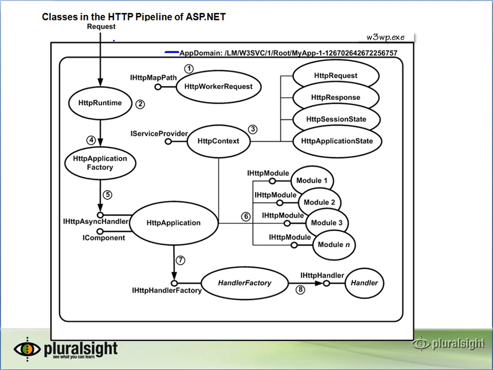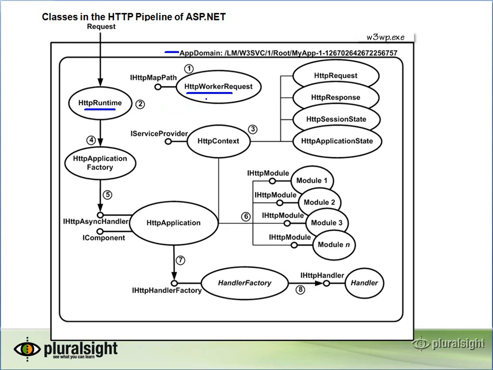Okay, so the request comes in. It gets dispatched via a class called the HTTP runtime. That's sort of an internal class you probably won't ever end up touching. But the runtime is going to prepare an instance of a class called HTTP worker request, which happens to implement this HTTP map path interface. And this will have all the details necessary about the request to continue processing it. So the idea is it creates this lower level object that contains all the information needed to process the worker request, and begins handing it down the pipeline.